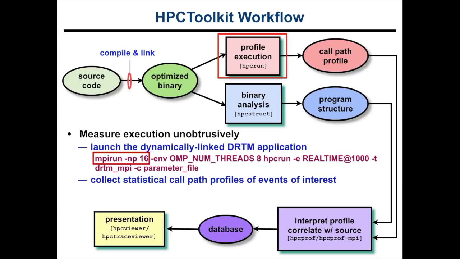DRTM is executed using MPI runtime with 16 processes and each process containing 8 threads. Performance data is collected using real-time timer sampled at 1000 millisecond intervals, followed by specifying the DRTM executable and its input configuration file. Instead of real-time timer, other events such as cache miss, CPU cycle, etc. can also be used.